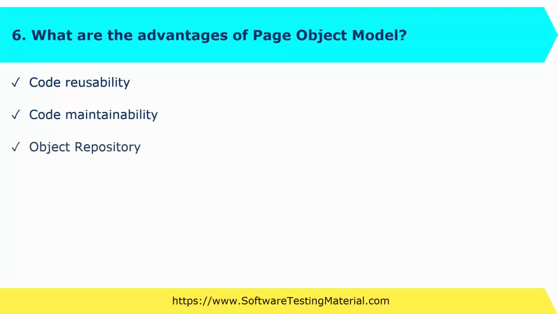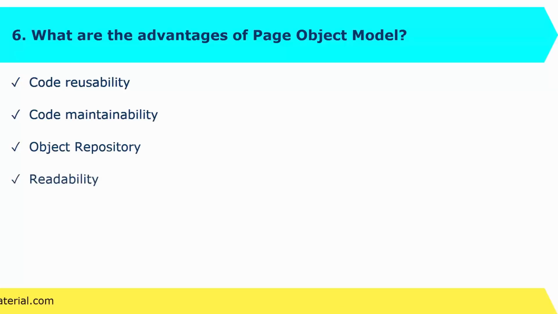Object repository. Each page will be defined as a Java class. All the fields in the page will be defined in an interface as members. The class will then implement the interface. Readability improves due to clean separation between test code and page specific code.